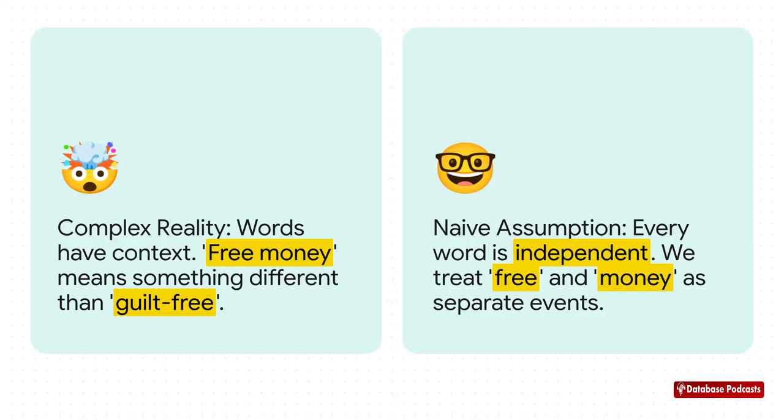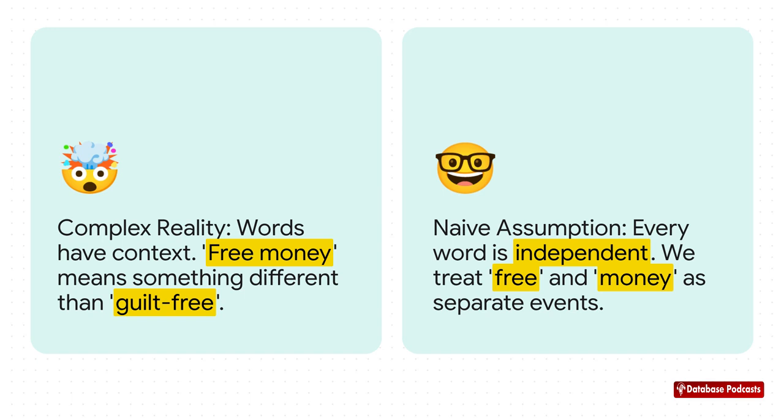And here is that beautiful shortcut. The naive in naive Bayes comes from one great, big, and really useful assumption. We just pretend every single word is independent of every other word. We completely ignore context, grammar, all of it. So to get the final spam score for an email, we just calculate the individual spam probability for each word and multiply them all together.